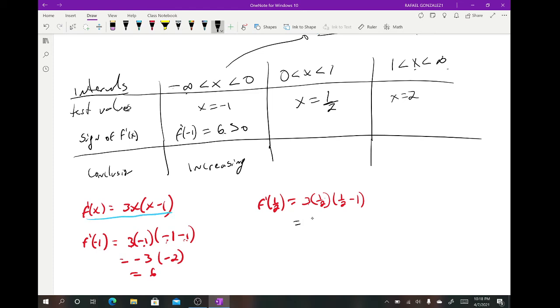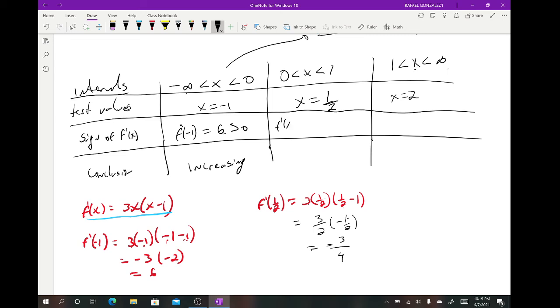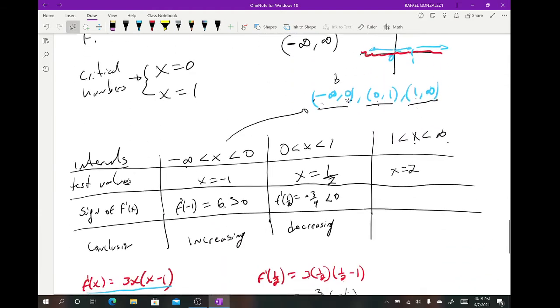Well, 3 times 1/2 is 3/2, and 1/2 minus 1 is negative 1/2. Then when you multiply fractions, you multiply across, so 3 times negative 1 is negative 3, 2 times 2 is 4, so the solution is negative 3/4. So for the sign of f prime of x here, f prime of 1/2 is equal to negative 3/4, which is less than 0. So we know that on this interval, the function f is decreasing. Okay, it's going down.